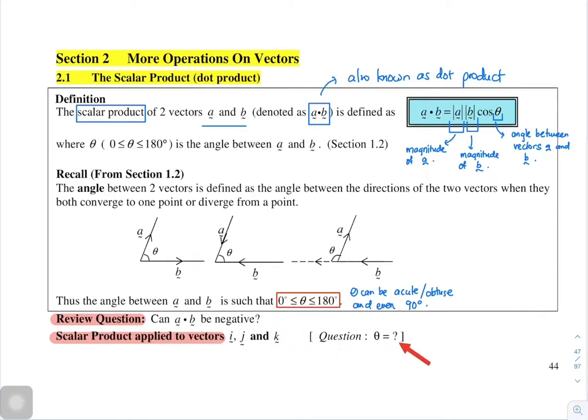So how about the scalar or dot product applied to the base vectors i, j and k? What would the theta be? Remember, i is parallel to the x-axis, j is parallel to the y-axis, and k is parallel to the z-axis. And the x, y and z-axes are all perpendicular to each other. So theta is actually 90 degrees, right? When theta is 90 degrees, cosine 90 is actually 0, right? So therefore the dot product will get you 0. We will cover this later.